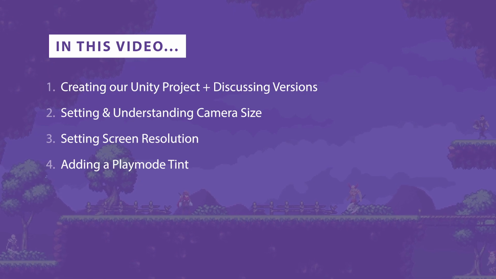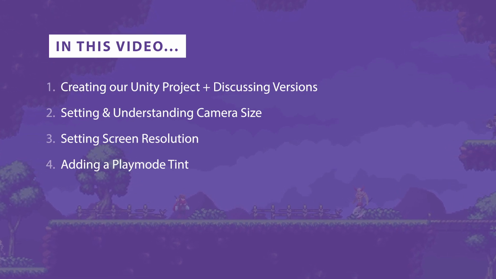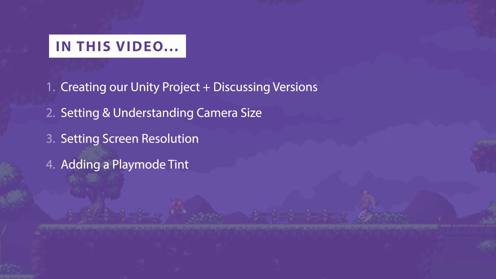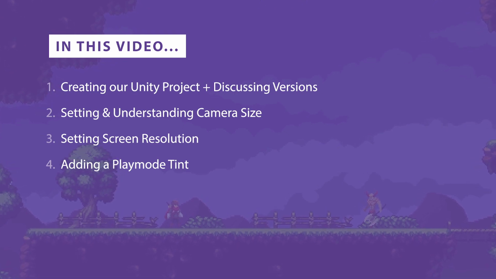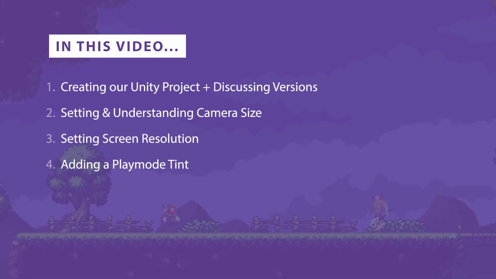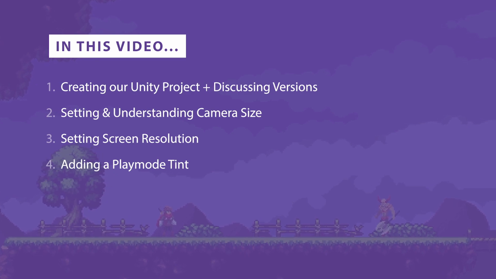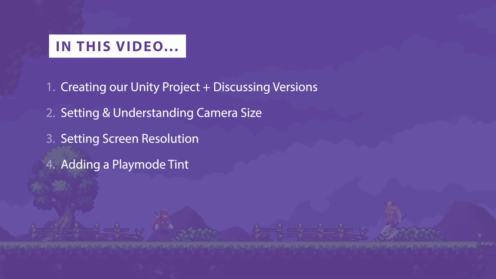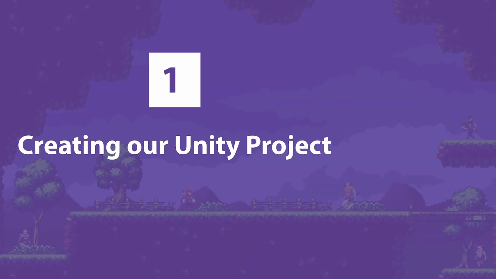This first episode of a tutorial series is broken down into the following steps: creating a Unity project, setting and understanding camera size, setting game resolution, and adding a play mode tint to ensure we're always aware when we're in play mode.